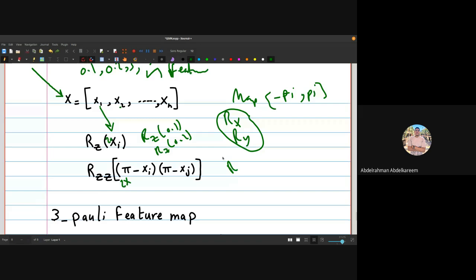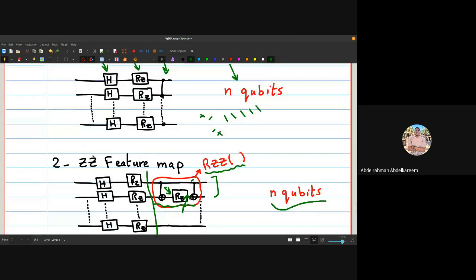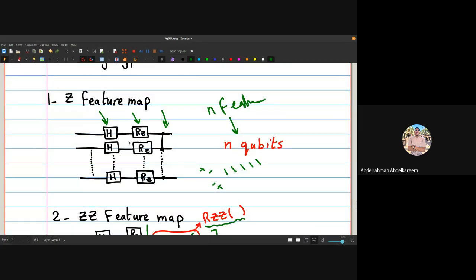Okay, so now that we have the knowledge of how these two types work, if you take a look, this is a simpler approach.